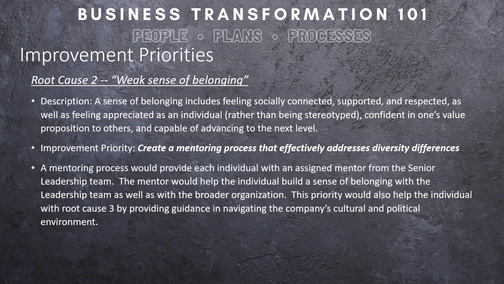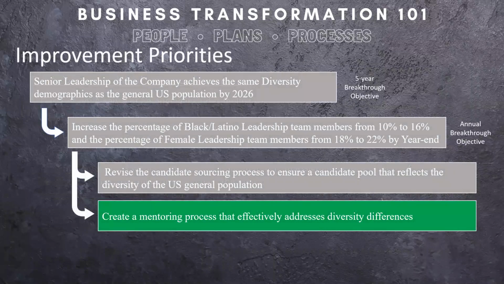To address this root cause, the improvement priority is to create a mentoring process that effectively addresses diversity differences. A mentoring process would provide each individual with an assigned mentor from the senior leadership team. The mentor would help the individual build a sense of belonging with the leadership team as well as with the broader organization. This priority would also help the individual with root cause 3 by providing guidance in navigating the company's culture and political environment. This graphic shows the second improvement priority, addressing the annual breakthrough objective.